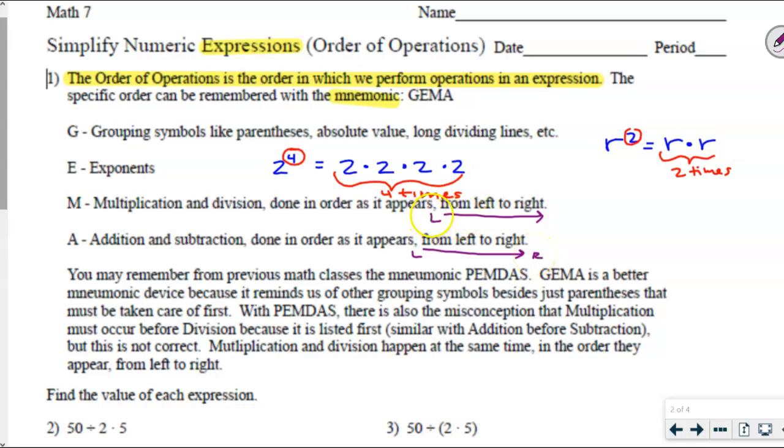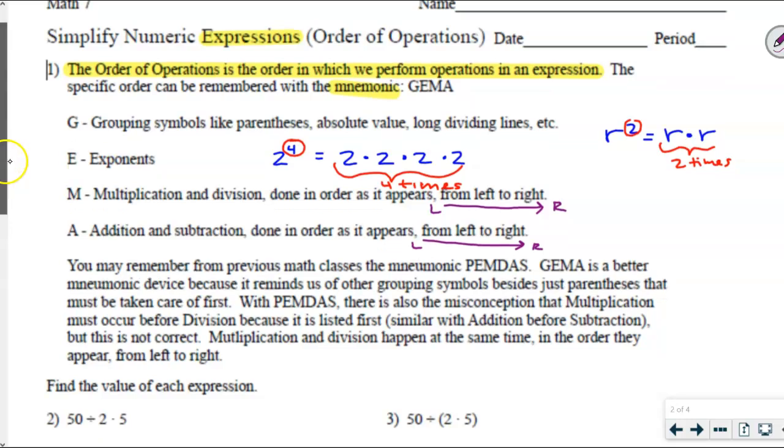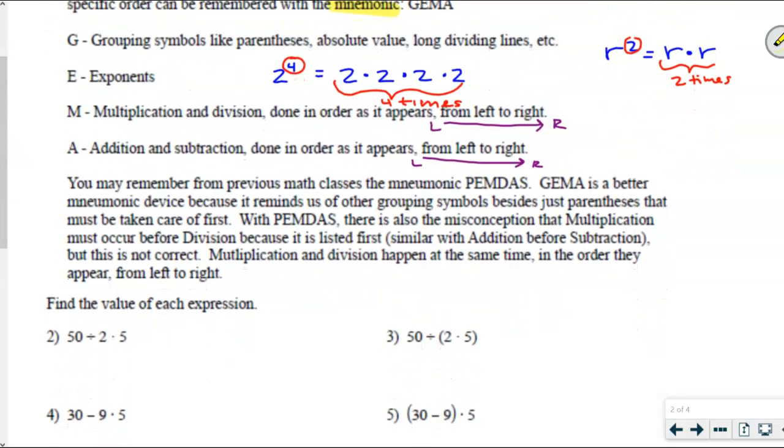Now, in the conversation that we had before I actually started recording, some students remembered order of operations as PEMDAS. Raise your hand if you have heard of PEMDAS before. Good, now strike it from your memory. Forget about it. Because GEMMA is a way better mnemonic device because it reminds us of all the other grouping symbols besides just parentheses. When we have PEMDAS, remember how that P stood for parentheses? We're not always going to have parentheses, and you will see examples like that later on.